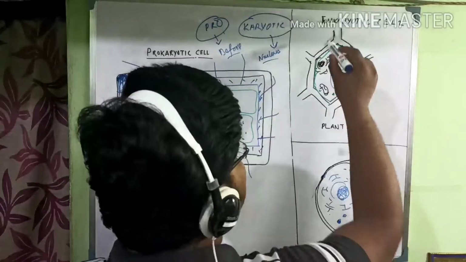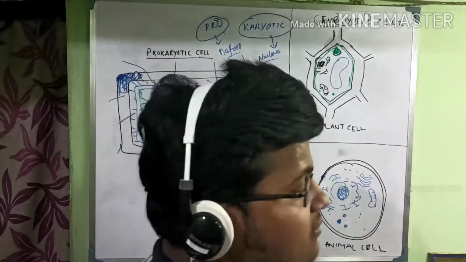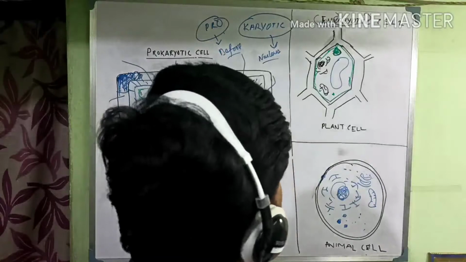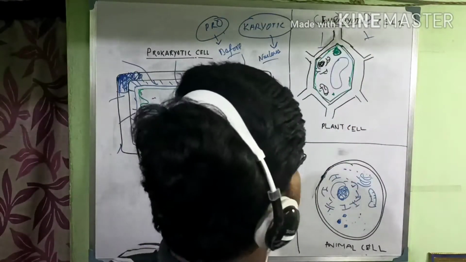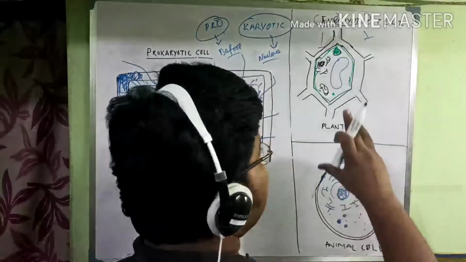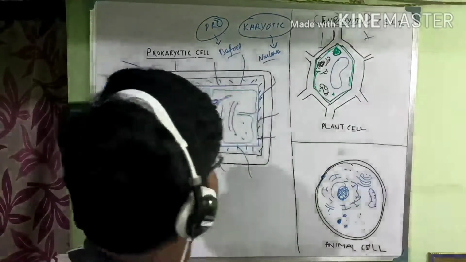And now what does eukaryotic mean? Eu and karyotic. Eukaryotic means after, or the nucleus has evolved. They have a particular nuclear structure.